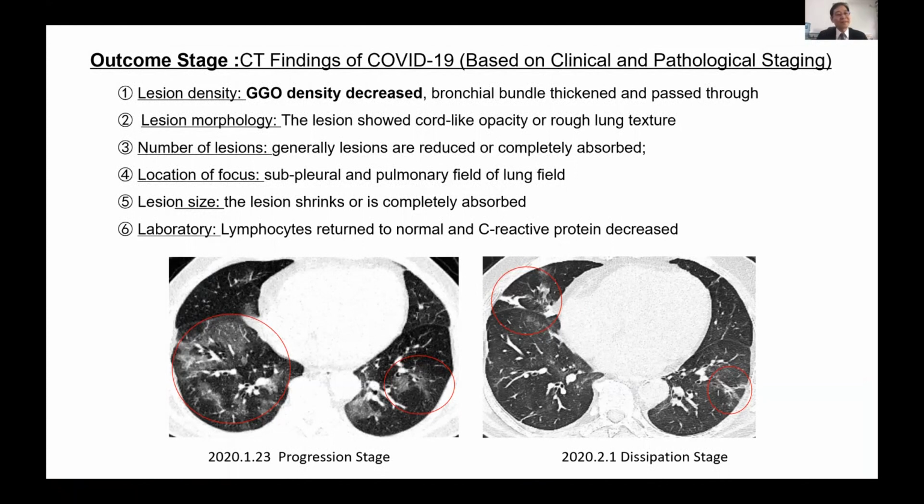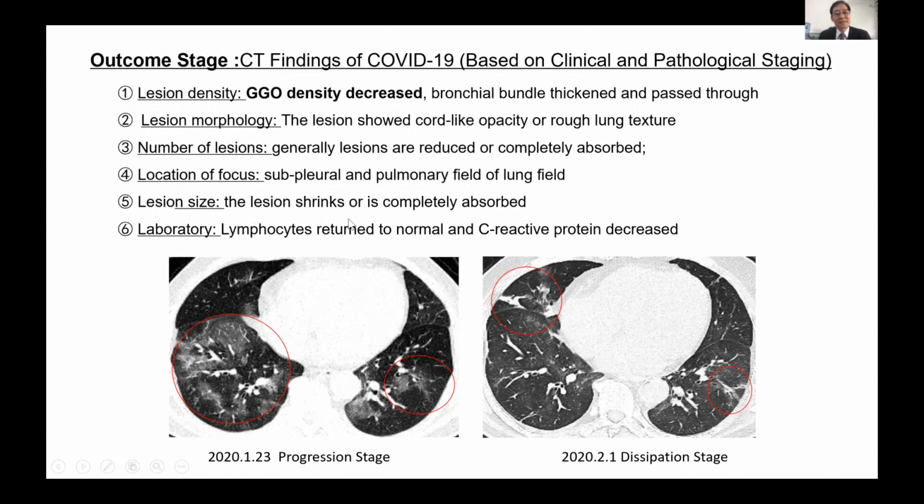What is the outcome stage? Elasticity and density decreased. The lesions show lack of CT roof lung texture. Generally the lesions are reduced or completely absorbed. Location of focus: subpleural and primary field of lung field.